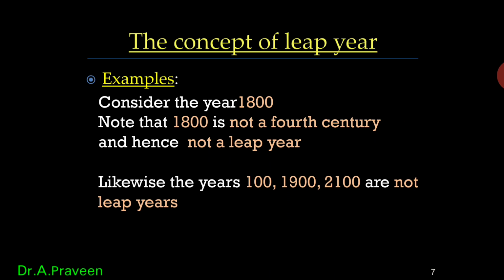Likewise, the years 100 AD, 1900 AD, 2100 AD are not leap years, as each of these years, which are centuries, are not 4th centuries and hence they are not leap years.